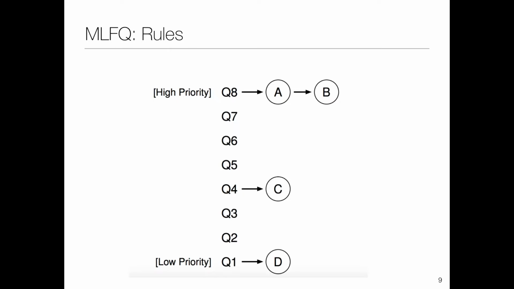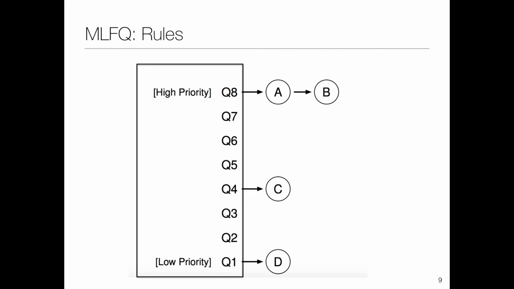We'll take a quick look at how MLFQ works, and some of the rules. As the name itself suggests, MLFQ means multi-level feedback queues, so there are multiple levels of queues. Each of these queues has a different priority. In this case, we have 8 queues in which processes can be executing, and Q8 has the highest priority.